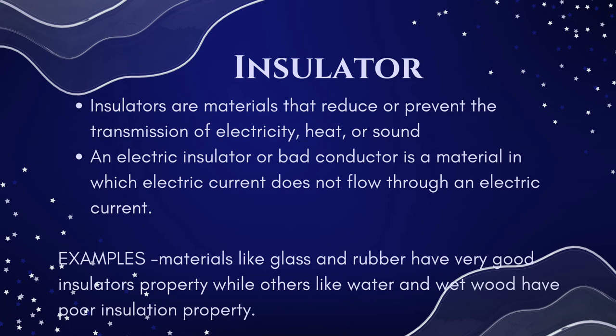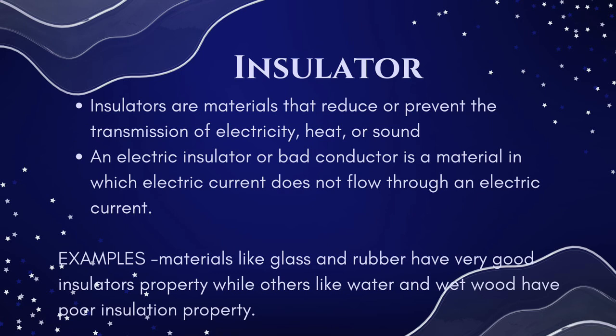So now let us move on to the insulators. So insulators are materials that reduce or prevent the transmission of electricity, heat, or sound. So it's like the opposite of the conductor. So an electric insulator or a bad conductor is a material in which electric current does not flow. So materials like glass and rubber have very good insulation. So if anybody unconsciously touches, they won't get electrocuted. That is the purpose of an insulator.